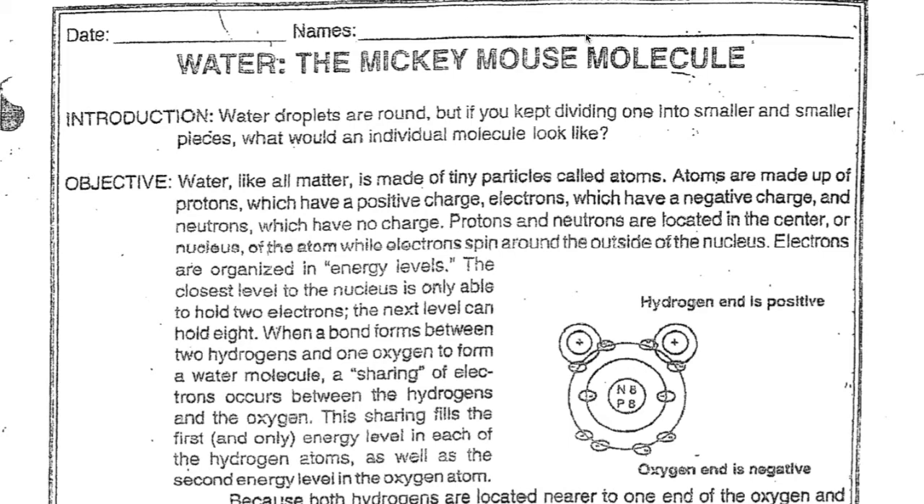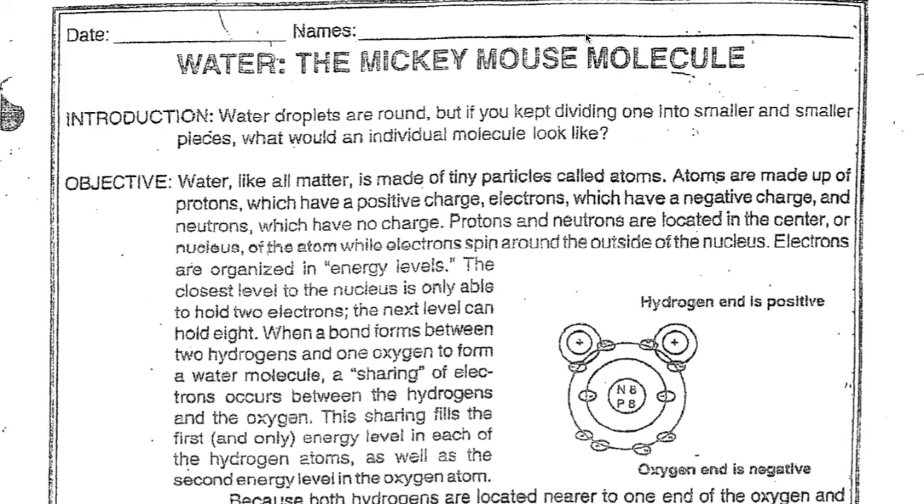When a bond forms between two hydrogens and one oxygen to form a water molecule, a sharing of electrons occurs between the hydrogens and the oxygen. This sharing fills the first and only energy level in each of the hydrogen atoms, as well as the second energy level in the oxygen atom.